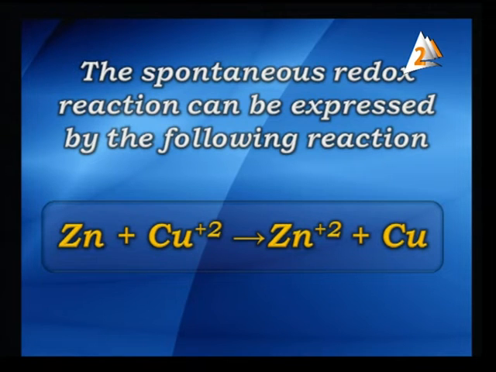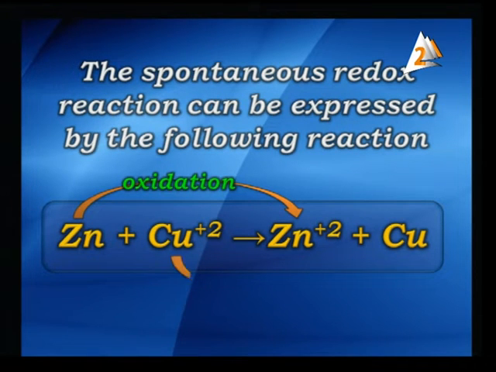What will happen in this reaction? This reaction is spontaneous, which means you have oxidation. Zn will lose electrons, which means oxidation. Also at the same time, Cu2+ will become Cu only. Reduction. Oxidation and reduction mean you have a spontaneous redox reaction.